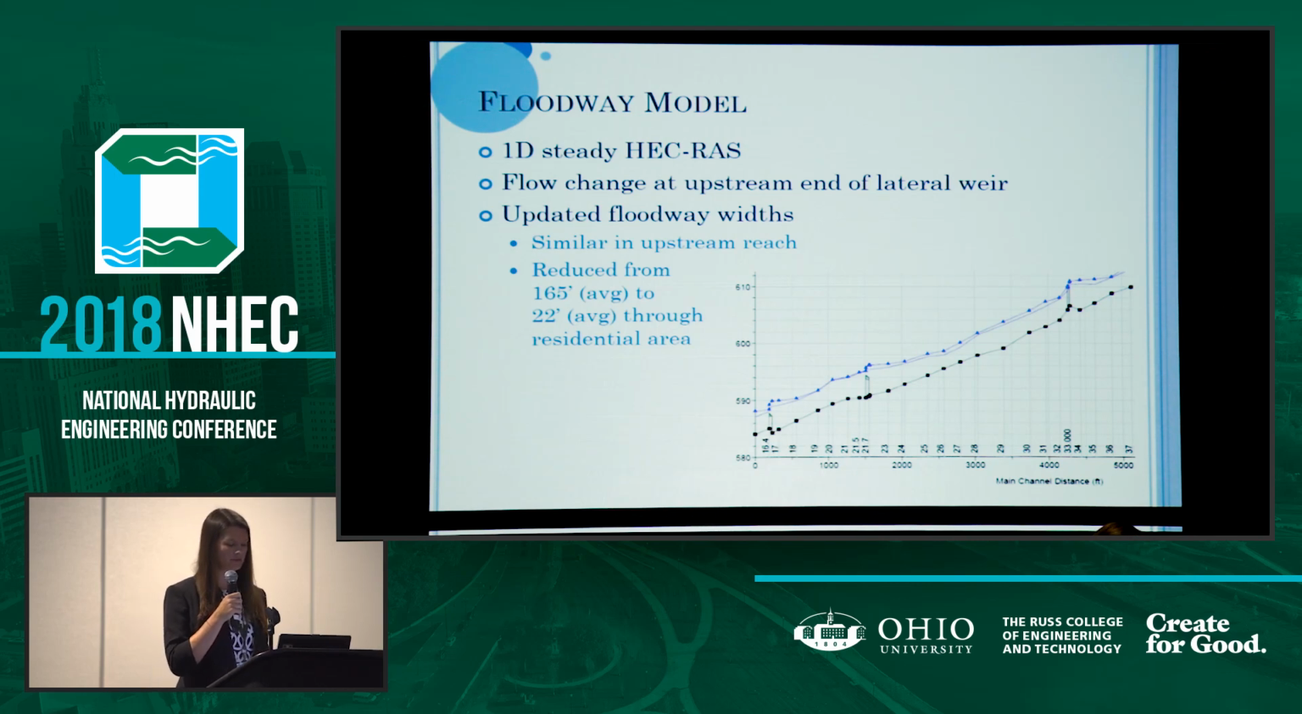The upstream floodway remained mostly unchanged, but the floodway widths in the downstream reach were significantly reduced. On average, floodway width was reduced from about 150 feet to about 25 feet, which basically contained the new floodway to the main channel itself.